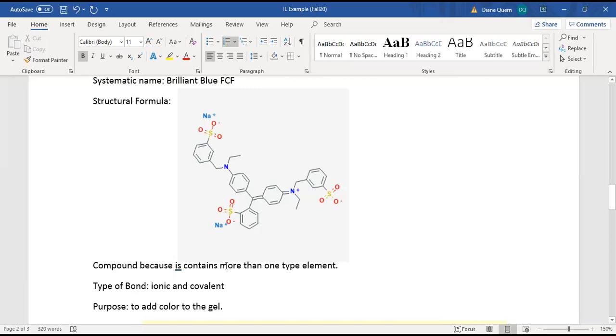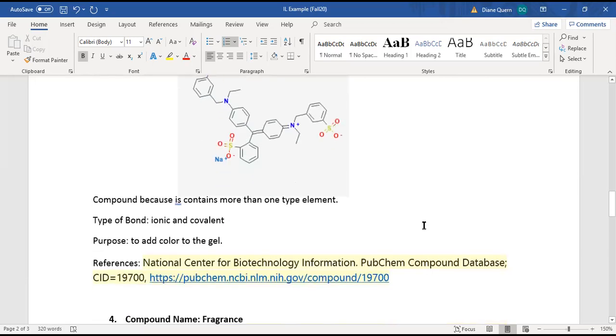So the types of bonds here, well, I have both. I have ionic and covalent. So how do I know there's ionic? Because you can see there's a sodium plus ion. There's actually 2 of them. If charges are present, there's ions present and ionic bonds are present. But there's also covalent bonds because we have sulfur to oxygen bonds, we have carbon to carbon bonds, we have nitrogen to carbon bonds, and those are all nonmetals and nonmetals together. So there is both present.